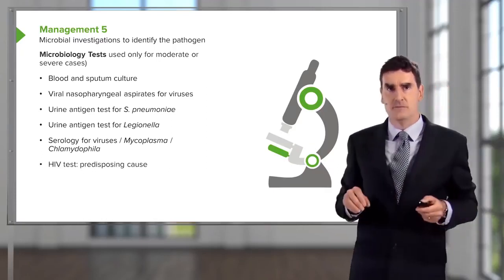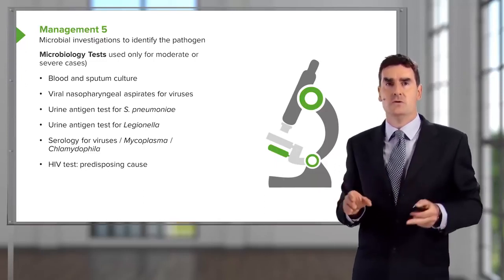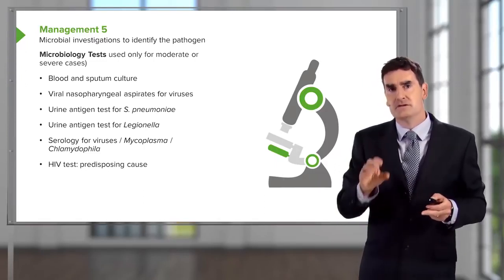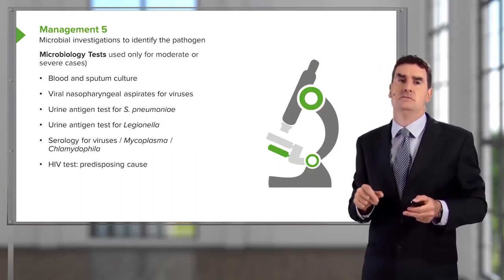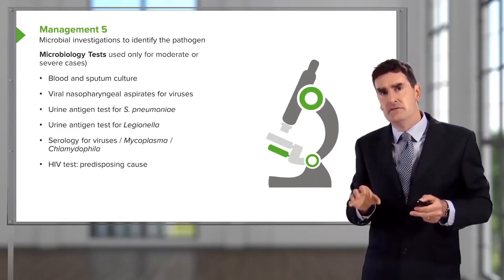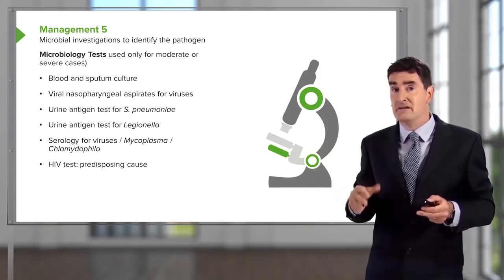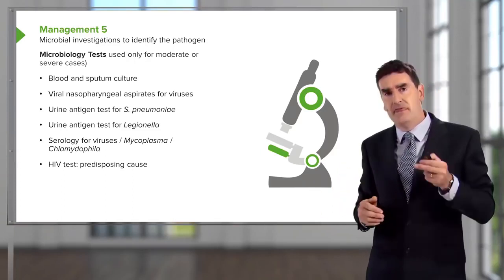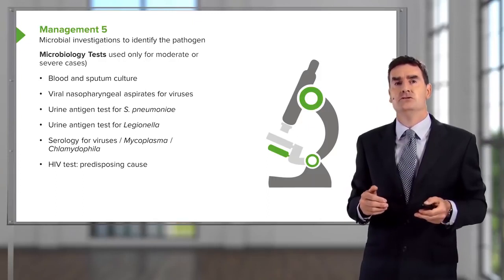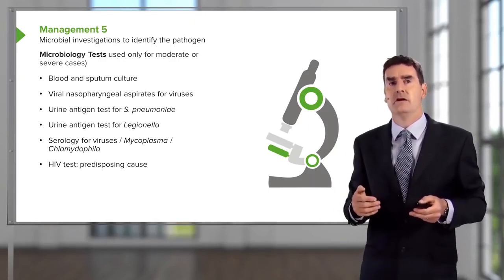The last test I've put down here is the HIV test. Now that doesn't tell you the organism that's causing the disease, but it's an important microbial test because HIV is an important risk factor for community-acquired pneumonia. And patients with HIV will develop pneumococcal pneumonia at a much higher rate. Apparently, it's about 20 times the chance of a non-HIV infected person. And that increase in the chance of getting pneumococcal pneumonia is unrelated to having a low CD4 count.